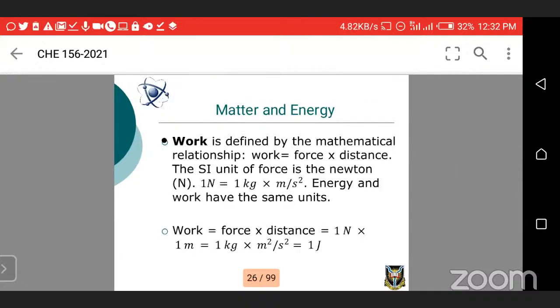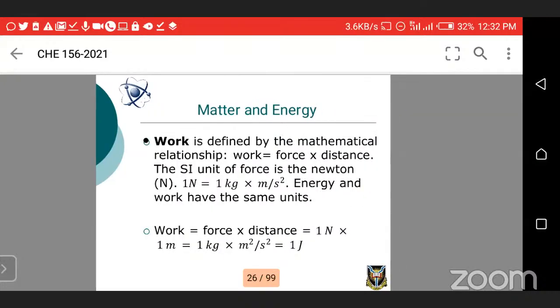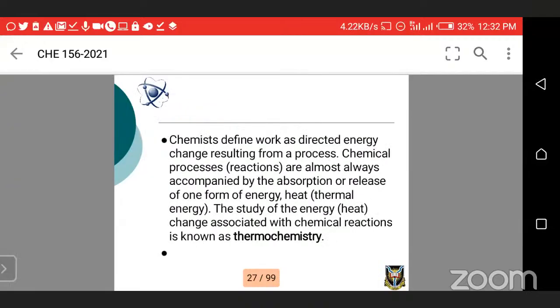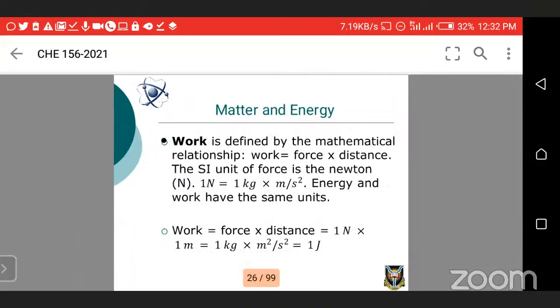So now what we are going to be looking at is work, and we know it already. Work is defined by a mathematical relationship: work equals force times distance. And the unit of force is the Newton. You can also break it down: 1 Newton is 1 kilogram times 1 meter per second squared.